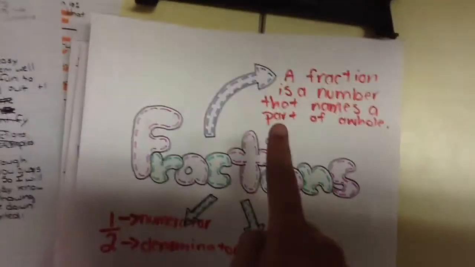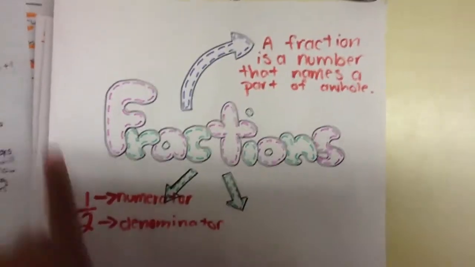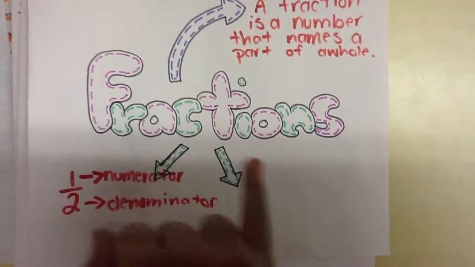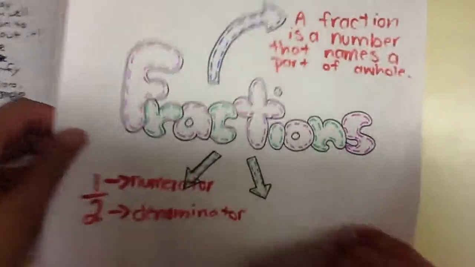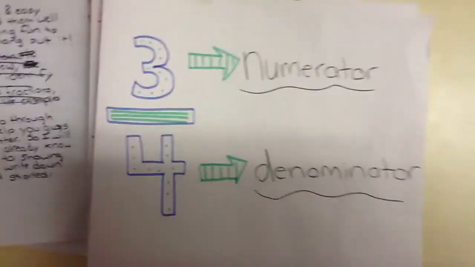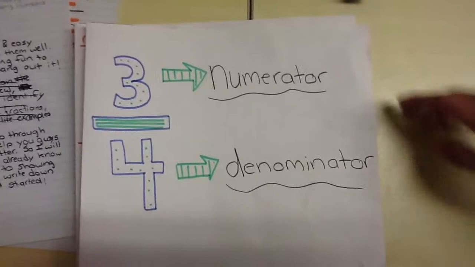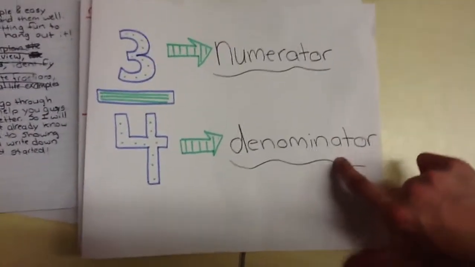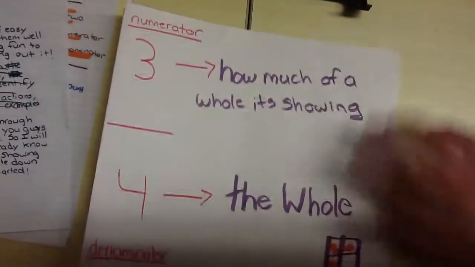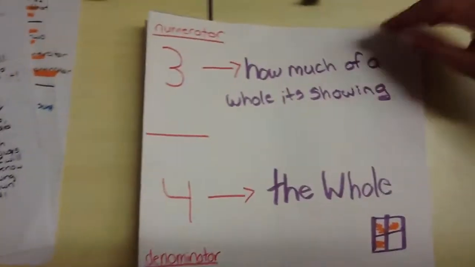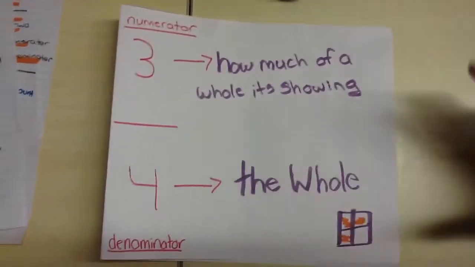A fraction is a number that names a part of a whole. 1/2. 1 would be the numerator and 2 would be the denominator. So what is the numerator and the denominator? In this case, the fraction is 3/4. 3 would be the numerator and 4 would be the denominator. But what do the numerator and denominator actually represent? Well, the numerator represents how much of a whole it's showing, and the denominator represents the actual whole.